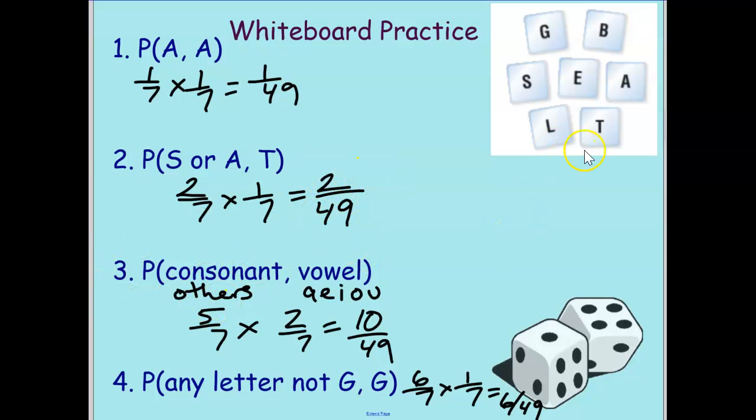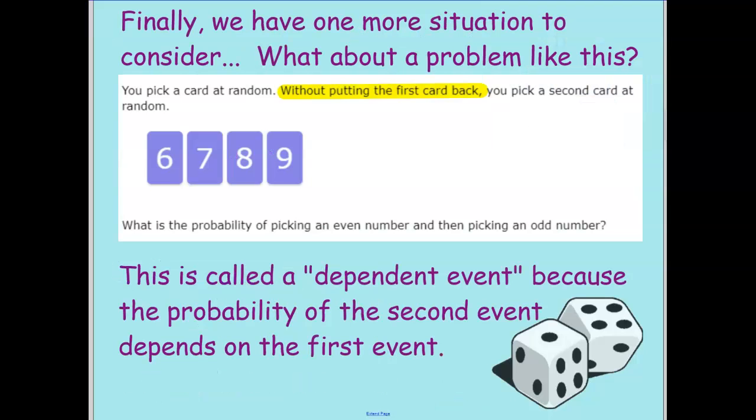How many tiles are consonants? 5 of them are consonants right there. And there are 2 vowels. So we have 5 sevenths times 2 sevenths, which gives us 10 over 49. And any letter that's not a G, that's 6 out of 7 of them. Or a G is 1 out of 7. And we multiply that together and we get 6 out of 49. Hopefully you're killing it. If not, take a look and figure out where your mistakes are coming from, and make sure you review your notes and your examples in your notes.